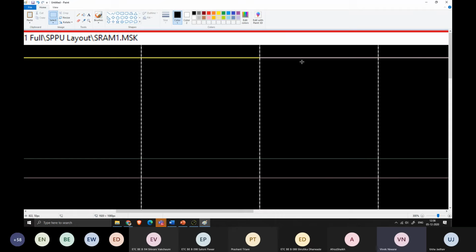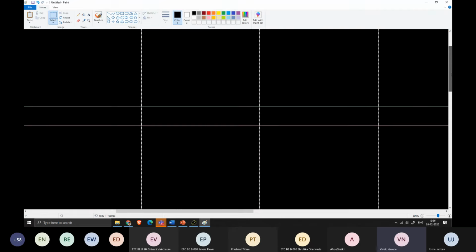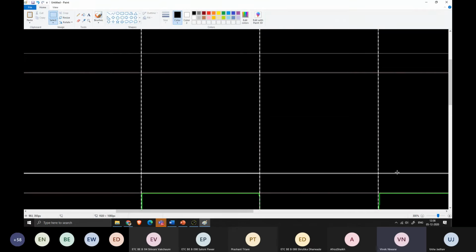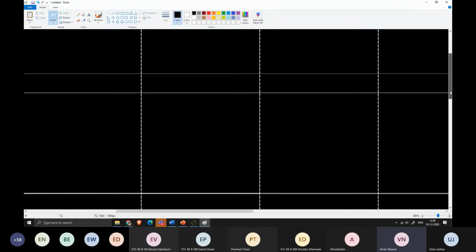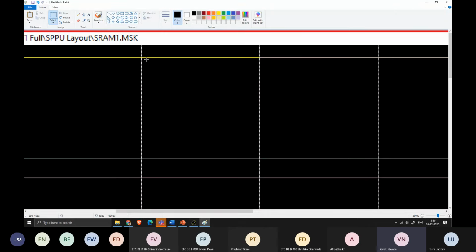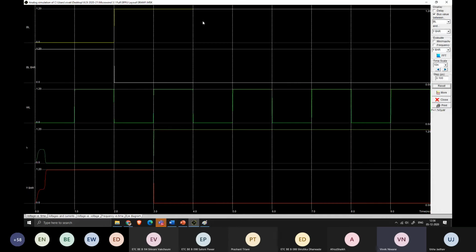Okay. So BL is getting into X value, as well as your BL bar is also getting into X value. Since it is a white to gray transition, it's not visible here, but it is more clear in the BL line. BL is getting gray from yellow. Let us get back to the simulation results. Okay. From this point onward, 4 nanosecond.